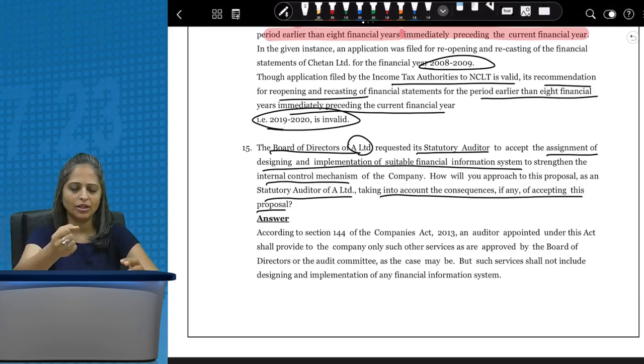Now, this is saying that they want to appoint a statutory auditor for implementing and designing a financial information system. Now, if the financial information system is done by the statutory auditor himself, then there will be no independence with the statutory auditor, and hence the act prohibits the statutory auditor from doing any designing and implementation of the financial information system of the company of which he is a statutory auditor. Going through the suggested answer.